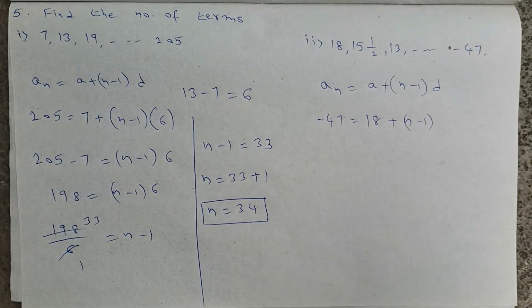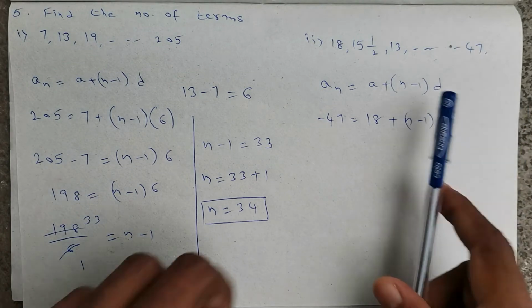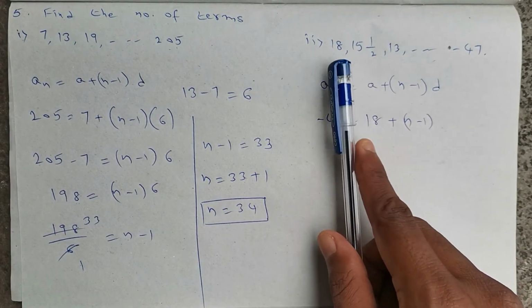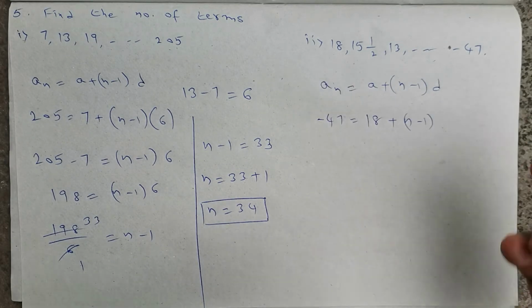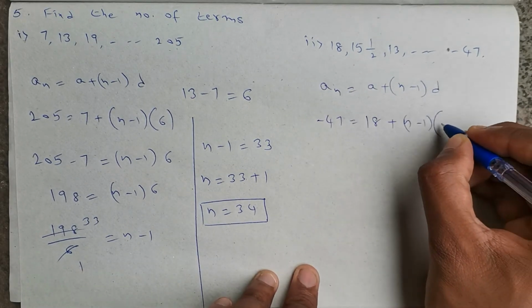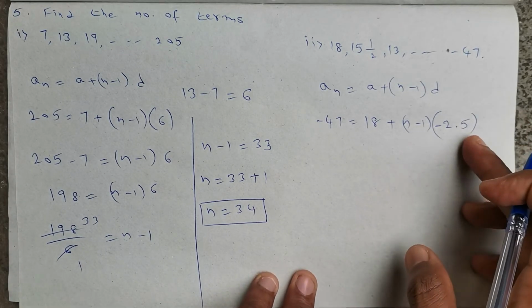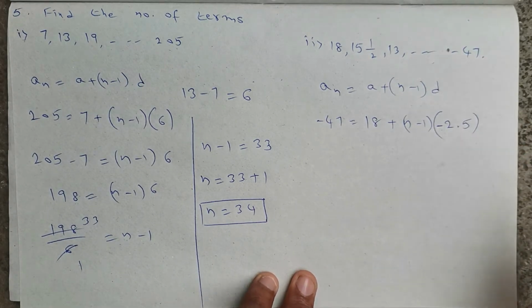What is the common difference then? Second term minus first term. Okay, so here second term minus first term. Second term is 15 half. From 15 half if you subtract 18 we will get minus 2 half, minus 2.5. Minus 2.5 also you can write as 2 1 by 2, no problem, both are same.